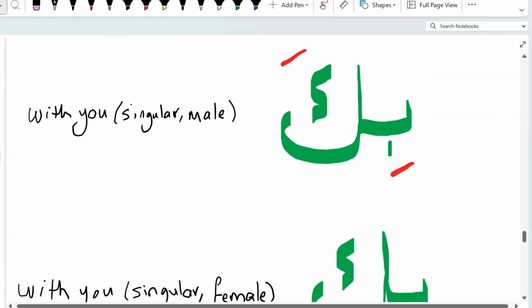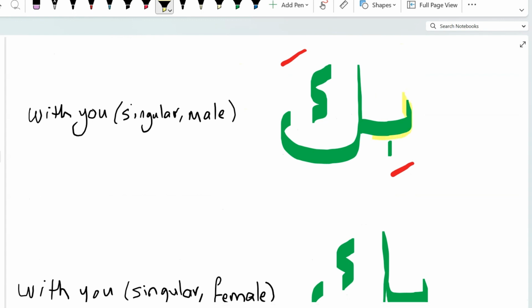Now this one you can see it has two letters. This is the baa right here with a dot beneath. So it's b, and with the kasra it's bi. This one is not the lam, it's the kaf, and with the fatha is ka. So bika. It means with you in the singular form when you're talking to a male. We discussed it in the last lesson, so let's review it. Bika means with you when you're talking to a male in a singular form.